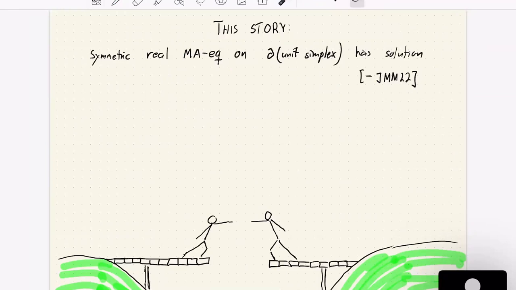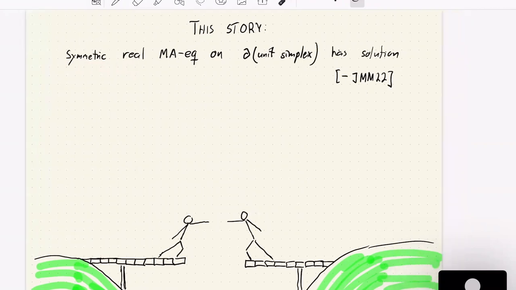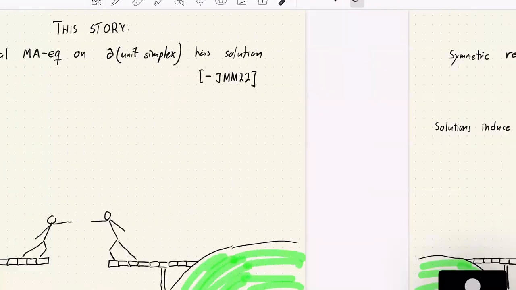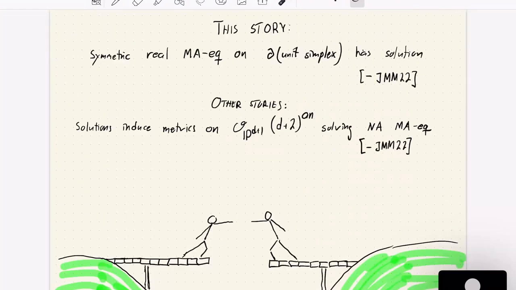This is going to... the data defining my real Monge-Ampère equation is going to have to be symmetric. That's a necessary condition. I'll also say something of stuff I will not talk about, but which is important for the context. So solutions to this equation, these are somehow solutions to an honest real Monge-Ampère equation.